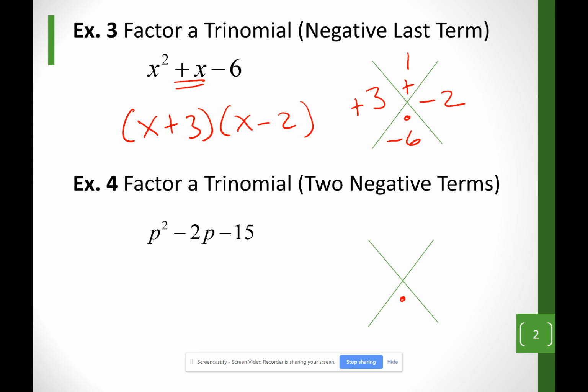Here I'm looking for two numbers that multiplied is equal to negative 15. When I add them is equal to negative 2. Because they multiply equal negative, that means the signs are different. I'm going to be thinking of positive 3, negative 5. So my factor will end up being p plus 3 and p minus 5.